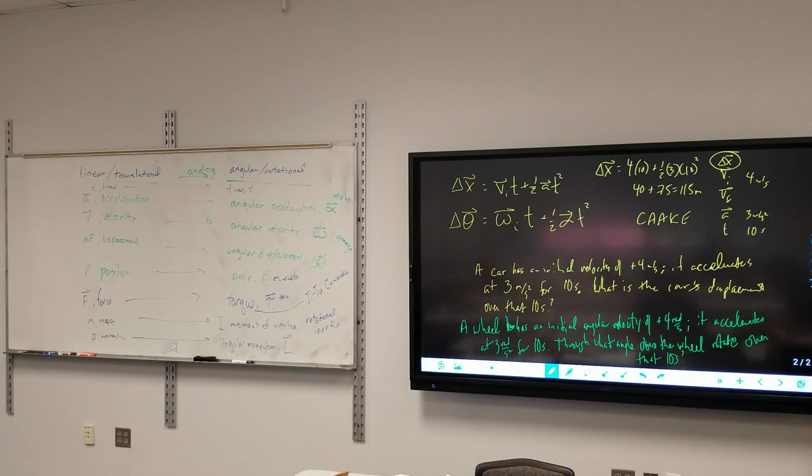The math is identical to what we just did. But instead of x here, this is theta. Instead of v, it's omega, omega, alpha, and time. So, radians. We figured out in the second problem how many times it rotated in 10 seconds? Yes.